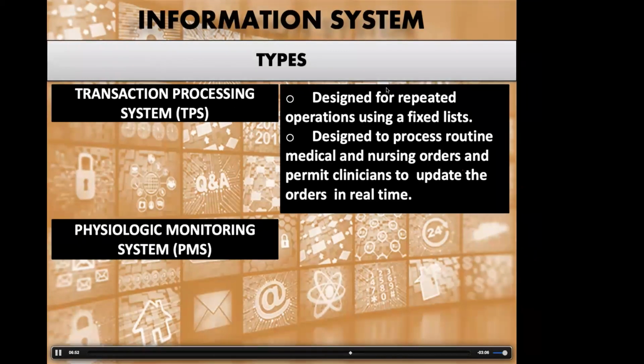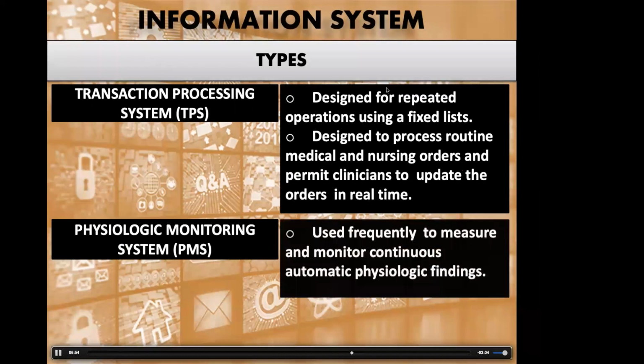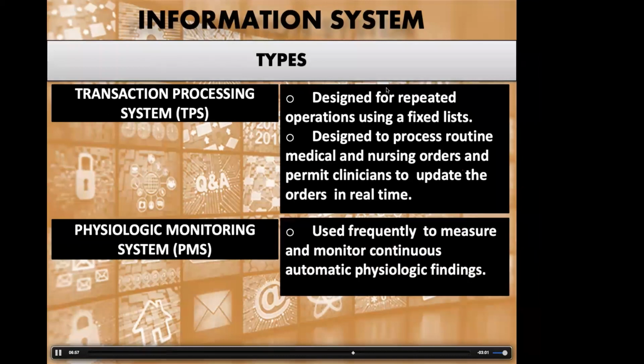The Physiologic Monitoring System, or the PMS, is used frequently to measure and monitor continuous automatic physiologic findings, which typically consists of several distinct components, including a central station, bedside monitors, and ambulatory telemetry transmitters and receivers.